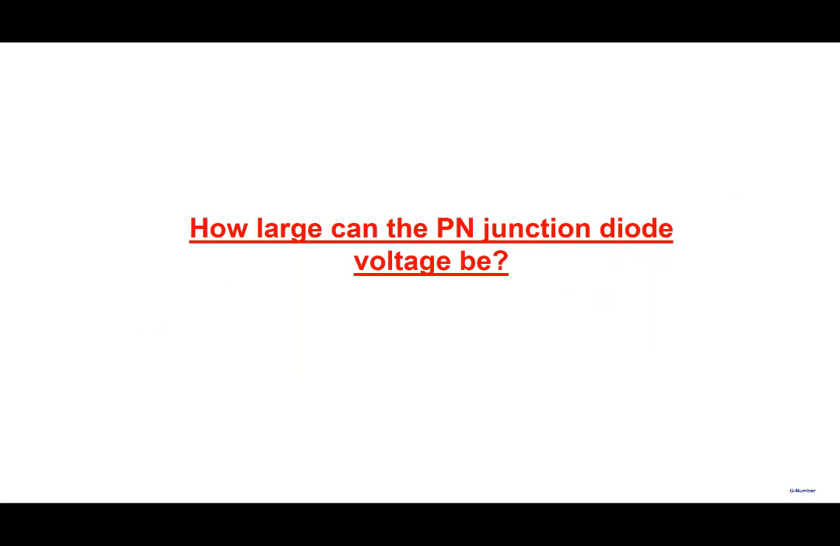Third part: how large can the PN junction voltage be? The numbers that you carry in your heads are 0.6, 0.7. Can it be 0.8? Can it be 0.9? We're talking about silicon PN junction diodes. Can it be 1 volt? Can it be as large as that?